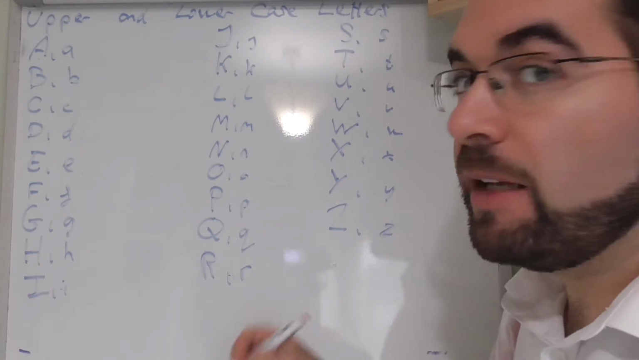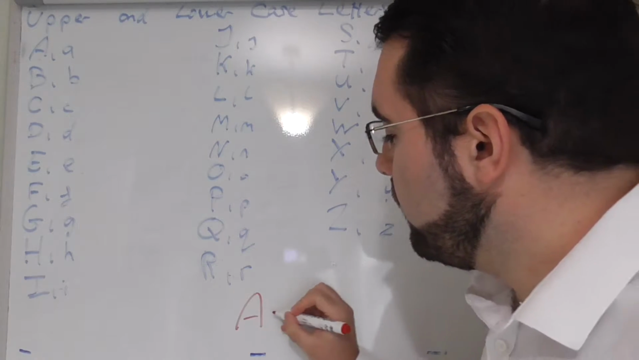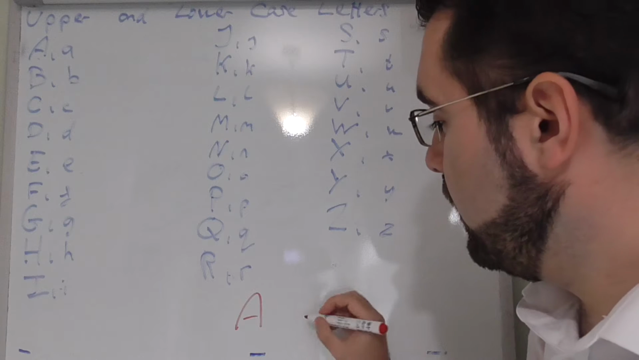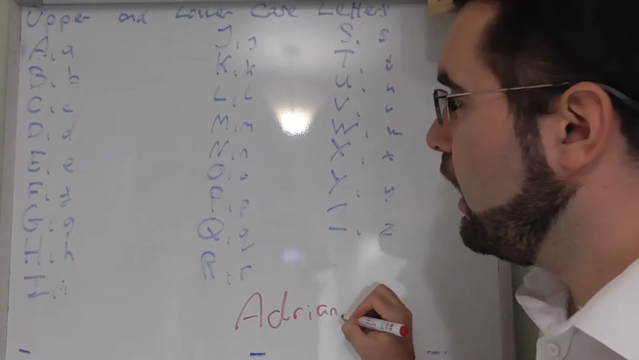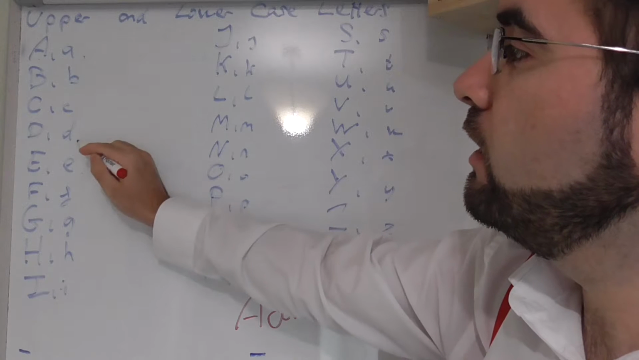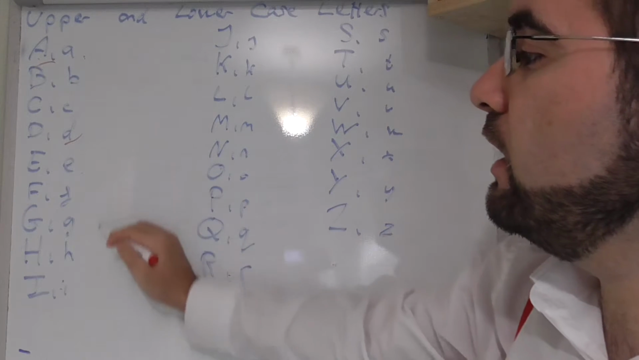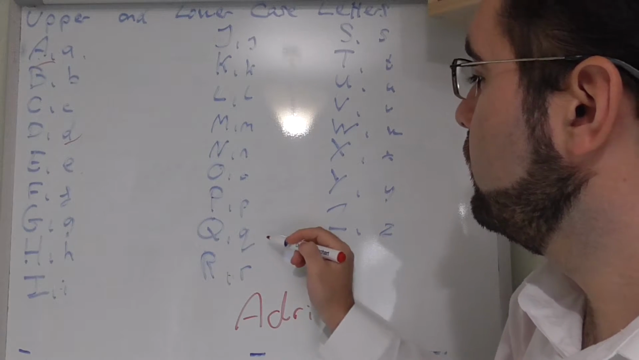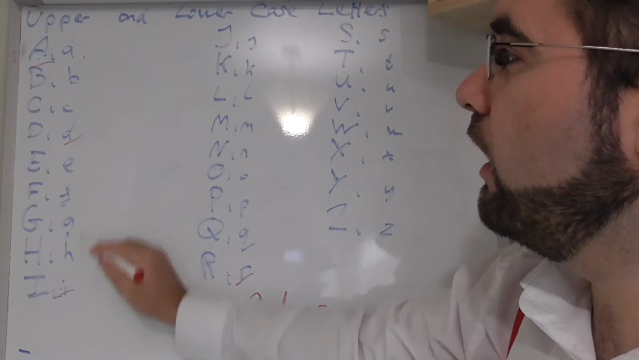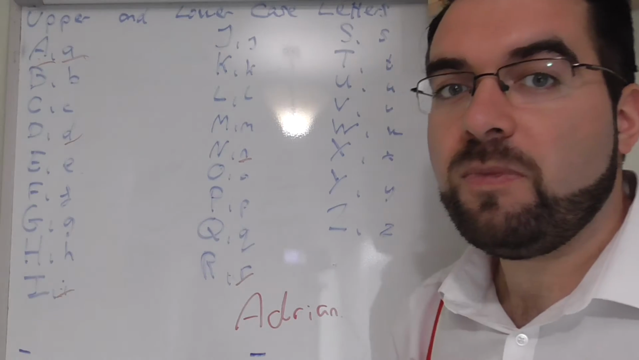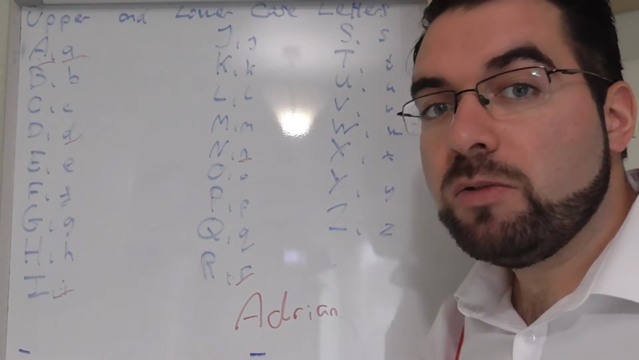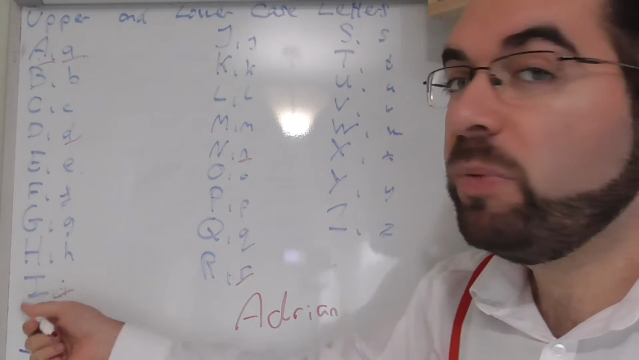So if we're writing, say, my name, A in uppercase, and then we use the lowercase d, r, i, a, n. A-D-R-I-A-N. But when we do spell it, we say the uppercase version.